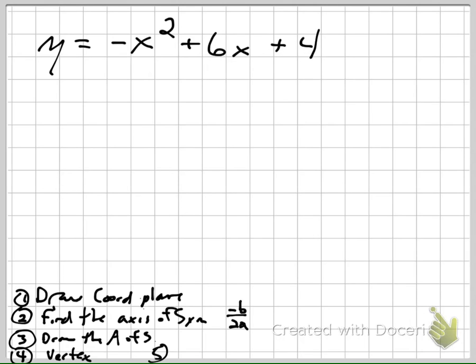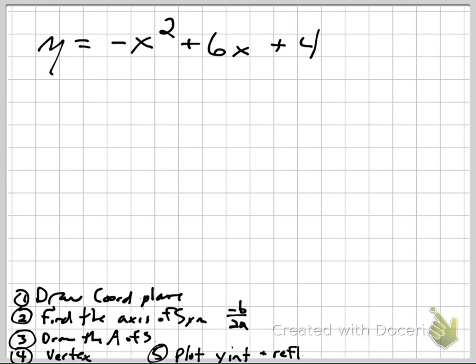Then number 5 is you plot the y-intercept and its reflection. Then, plot the vertex. And then you draw the big fat P, the parabola. Okay. You guys can do it.